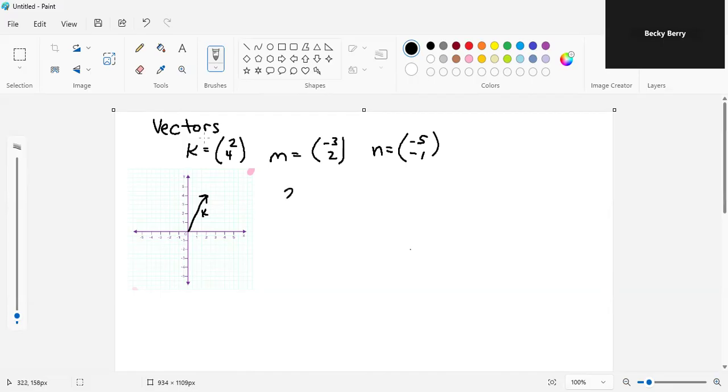For example, 3 times m would be 3 times the m vector of -3, 2. And all we'll do is multiply the 3 by the -3 and get -9. And we'll multiply the 3 by the 2 and get 6. And so our new vector is -9, 6.